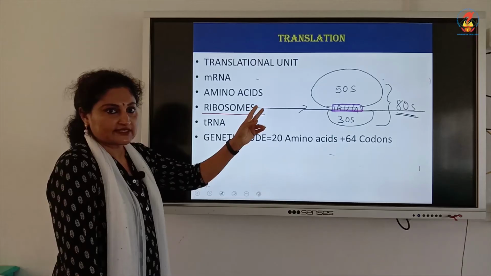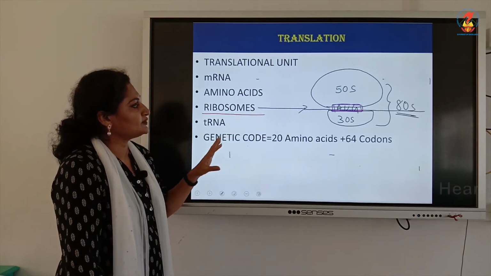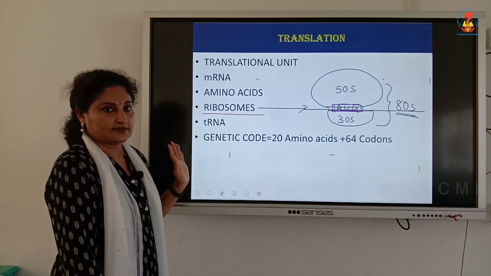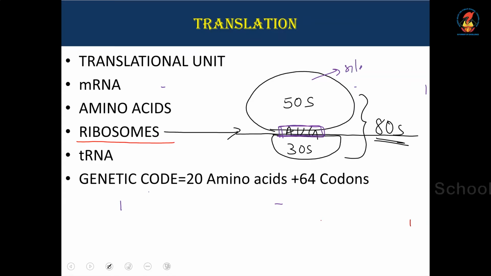It has two units as I told you, 50S, the larger ribosomal unit, and the smaller ribosomal unit called 30S. Clear? It is the site for protein synthesis.